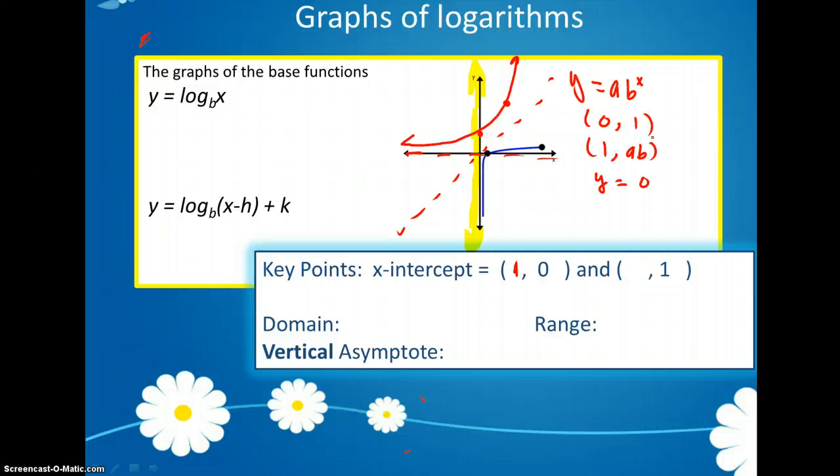And instead of (1, ab), it should be (ab, 1), but we don't have an a. A is always going to be 1, which is nice. So my other key point is always going to be (b, 1). Always for this book. I know you're thinking ahead, not in calculus, but that's fine too.